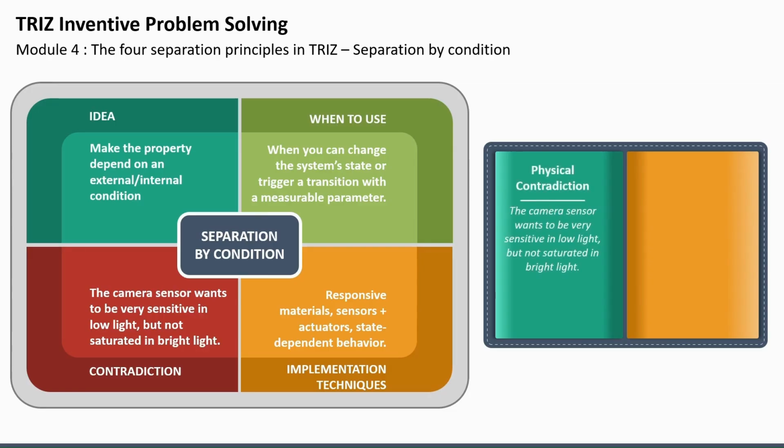So as I was saying, the physical contradiction is to have a camera sensor where it is more sensitive in a low light area and less sensitive in a bright light area. And how do we achieve this? We can achieve this by having a sensor that changes the gain and exposure depending upon the light level. You need to have a sensor to measure the available luminosity in the area, and based on that, the camera should have a system to dynamically change its gain and exposure. That's how you handle separation by condition.